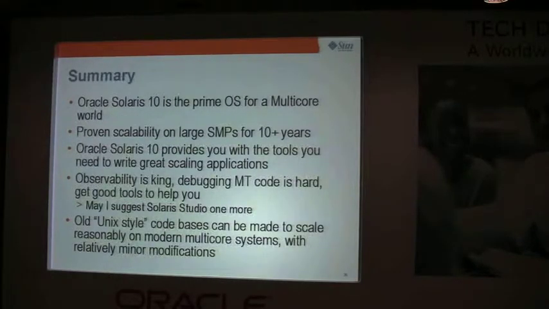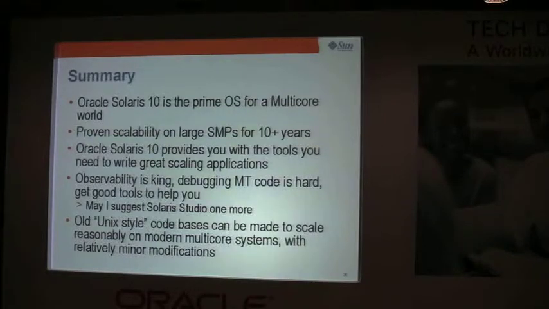Summary: Oracle Solaris 10 is the premier operating system for the multi-core world. Yes, because we've done SMPs before, and a multi-core system is, from an operating system point of view, just an SMP. It's multiple CPUs with lots of memory. We know that. We've been there, we've done that. Proven scalability. We have done this for 10 plus years, on large systems, even though we're going bigger now than we've ever gone before. I don't think we ever had a production system with 512 CPUs before, which we're going to have later this year. But we've done 128 in our labs previously. So it gives you the tools you need to create great scaling applications.